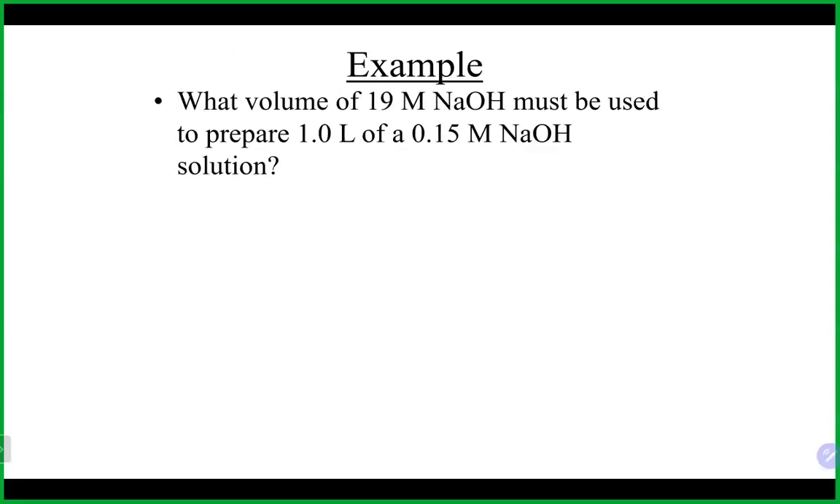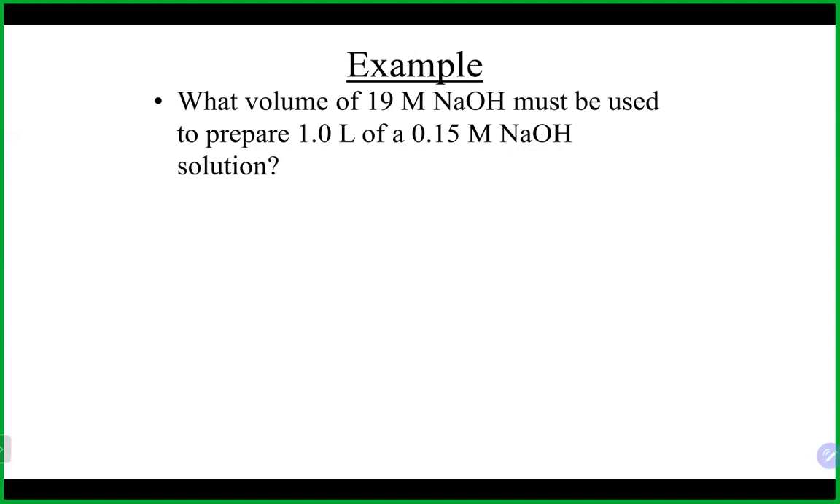So let's take a look at this one here, which is: what is the volume of 19 molar sodium hydroxide that we have to prepare 1 liter of 0.15 molar sodium hydroxide? So we're starting with sodium hydroxide, which is more concentrated than what we want to make, which is also sodium hydroxide. There is no real reaction or anything happening in this case.